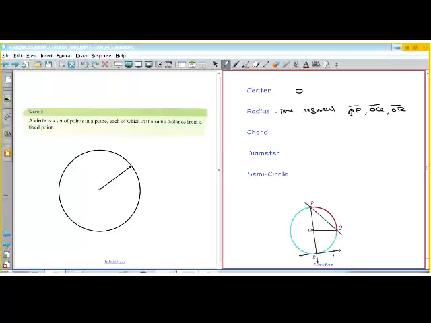And OR would also be a radius. I think we want to start from the center of the circle, so we always have the center as the first letter, and the point on the circle as the second letter. So that's what those are. This line from here to here, that line from there to there, that's the radius. Now a chord is the line segment connecting 2 points on the circle.